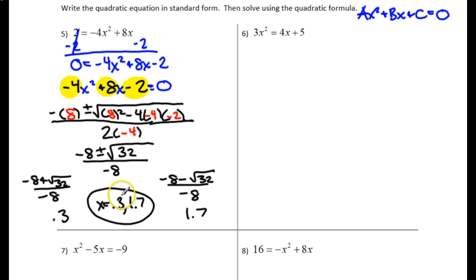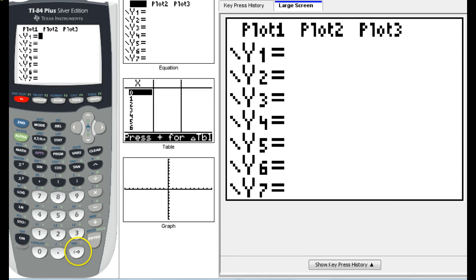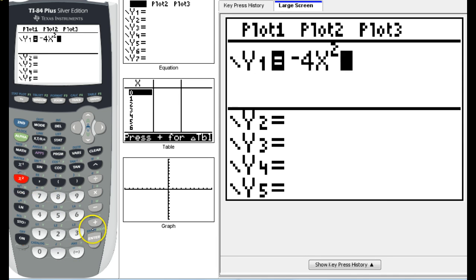Alright, now remember we also talked about always going back and verifying. So remember, when you factor it and solve it, the answer is where the parabola, remember a parabola is this shape, crosses the x-axis. So here, because we have two answers, it should cross the x-axis in two spots. So let's go back and graph it and just make sure that it does that. Okay. So let's go to our y equals, and our equation after we moved everything around, negative 4x squared plus 8x minus 2. Let's graph it.